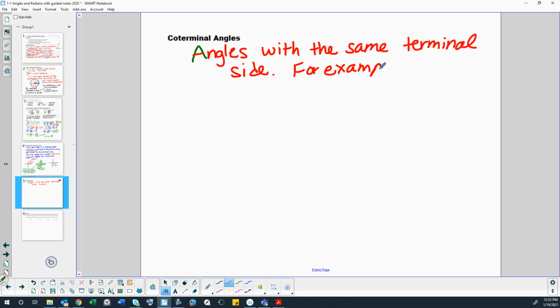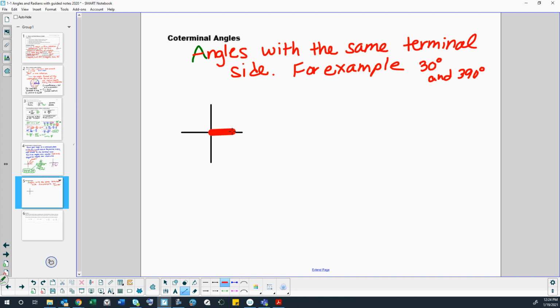So here's a quick example, and then we'll do some other problems just to practice. So, for example, 30 degrees and 390 degrees are coterminal. Let's think about what those two angles look like. That is not what I planned to have for my graph. There it is.